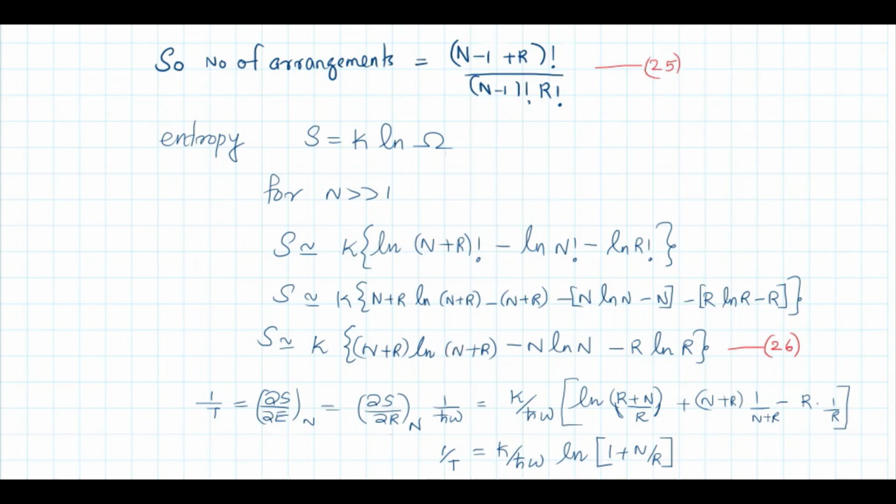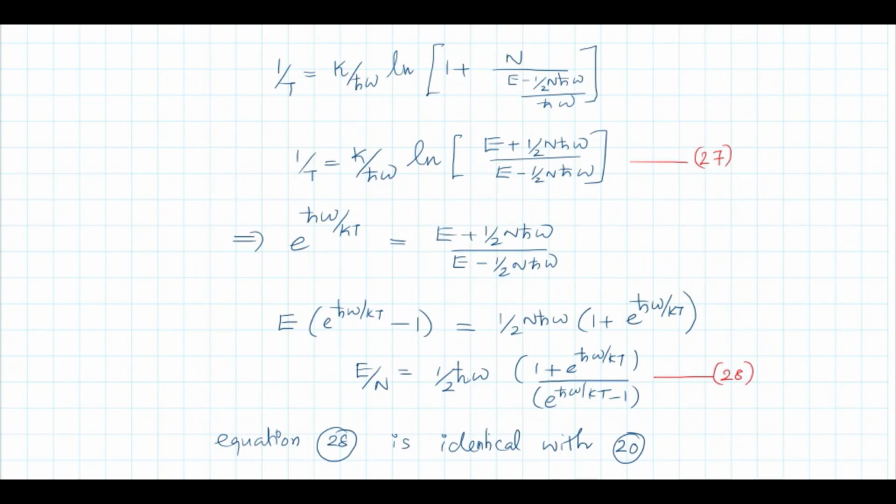log (n plus r). The derivative is 1 by (n plus r), that term is here, plus log (n plus r) into the derivative of (n plus r), which is 1, that term, and the last term you will get is minus log r. So the first term and last term combined together, you can write log of (r plus n) by r. And then there is a second term, r into 1 by r, and it is negative. So (n plus r) into 1 by (n plus r) will be 1, minus this also is 1, 1 minus 1 is 0. So you will get 1 by T as k by h cut omega log of 1 plus n by r.